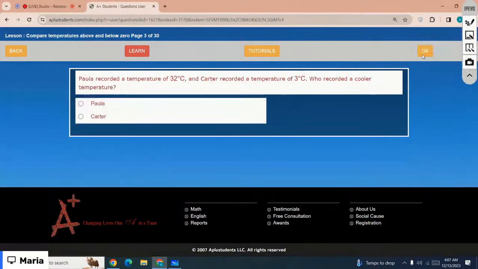Okay. Paula recorded a temperature of 32 degrees Celsius and Carter recorded a temperature of 3 degrees Celsius. Who recorded a cooler temperature? Which is the correct option? Very good. Carter recorded the cooler temperature. 3 degrees Celsius is cooler than 32.